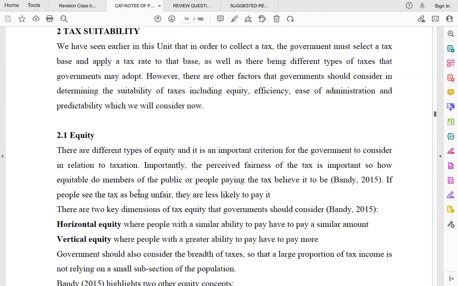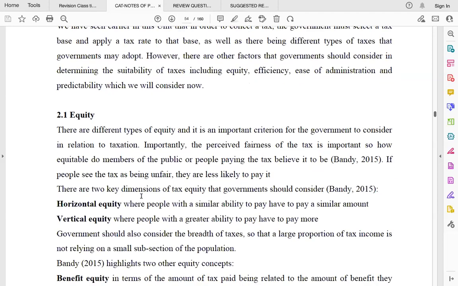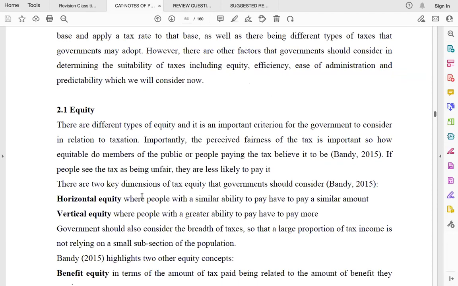So the tax suitability means there is equity, and under equity there is horizontal equity and vertical equity. This is the perceived fairness of tax. How equitable do members of the public or people paying the tax believe it to be? It needs to be fair.